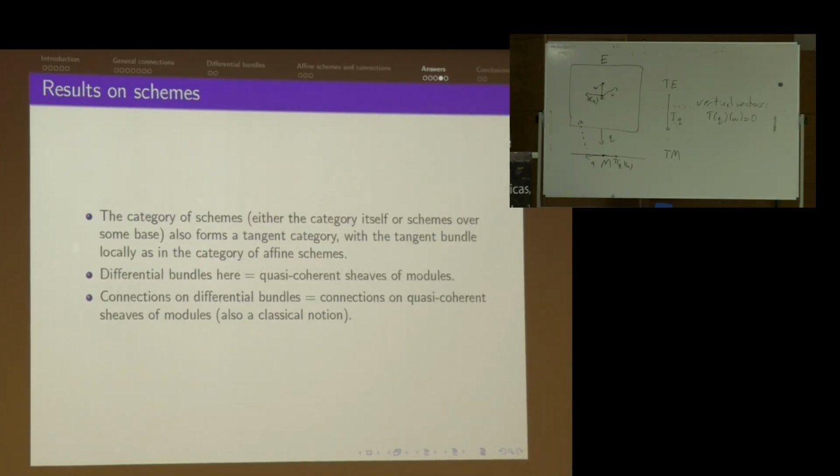Everything pretty much goes through for schemes as well. Schemes are just glued together affine schemes. So in the category of schemes, the differential bundles are now quasi-coherent sheaves of modules as opposed to just modules. There's a notion of connection for those things, and those things correspond as well. So everything goes through nicely for schemes, mainly just because everything's affine locally defined.